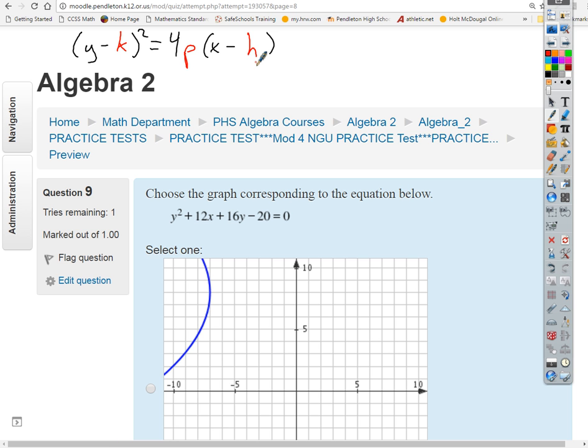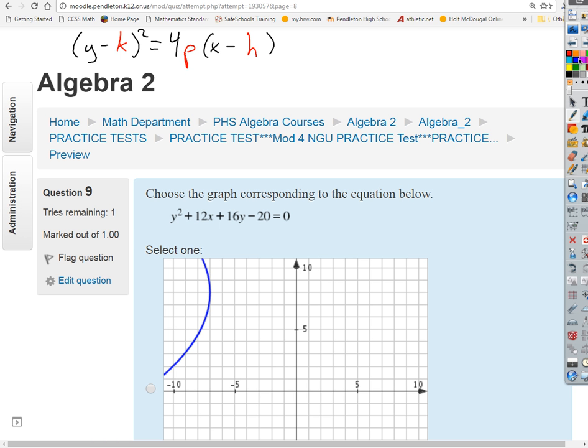Okay, so I've got to get it to look like that, correct? So that means I'm going to have to complete the square for which of the two variables? For y. Good. All right, so let's collect the y terms on one side, right? So that's going to give us y squared plus 16y. Everything else we want to push to the other side. So the 12x will subtract to the other side, and we'll add the 20 to the other side, right?